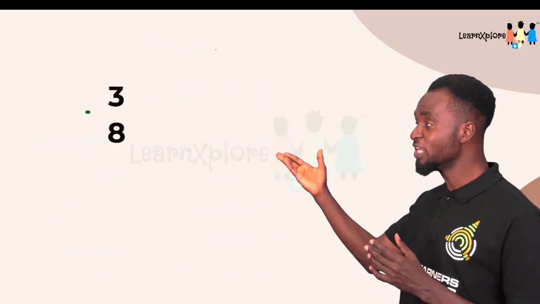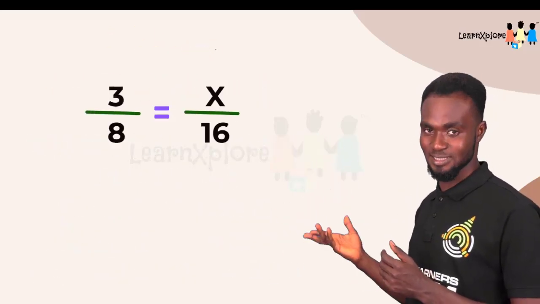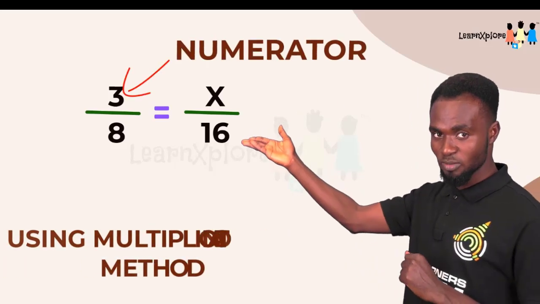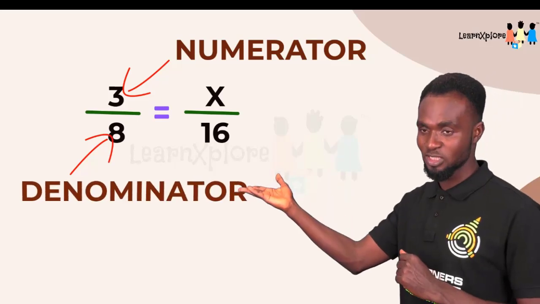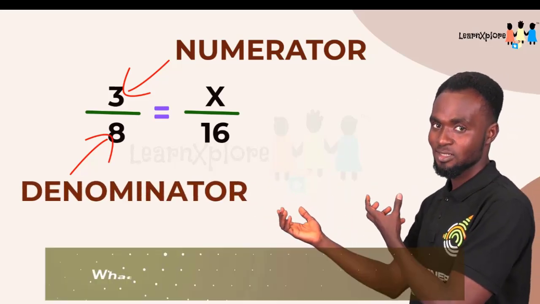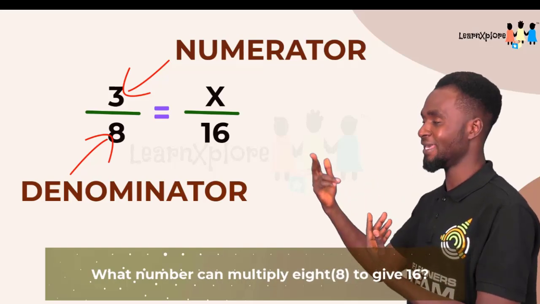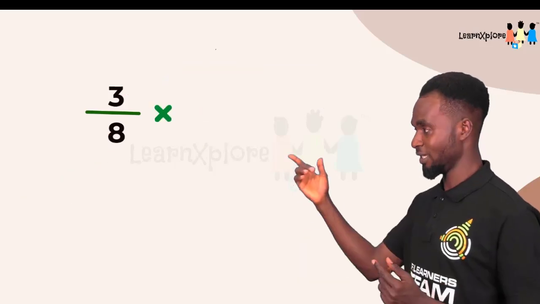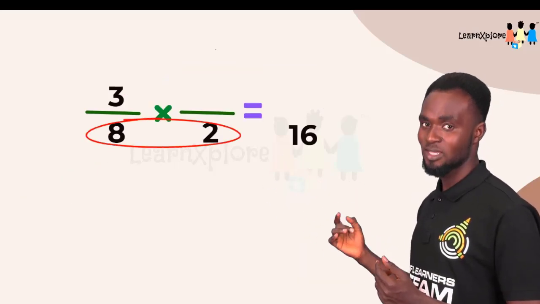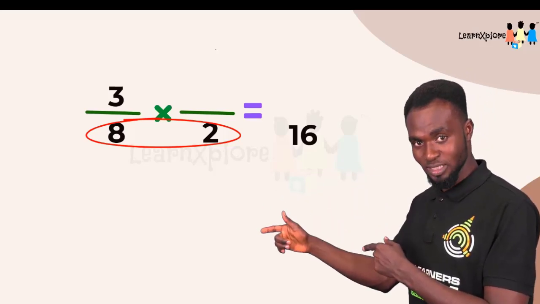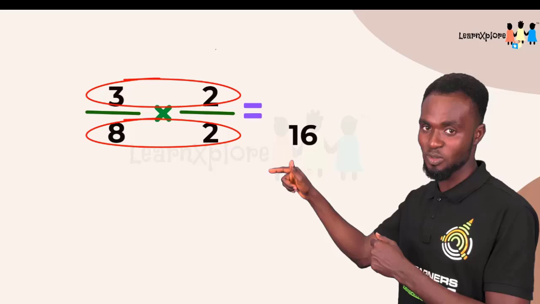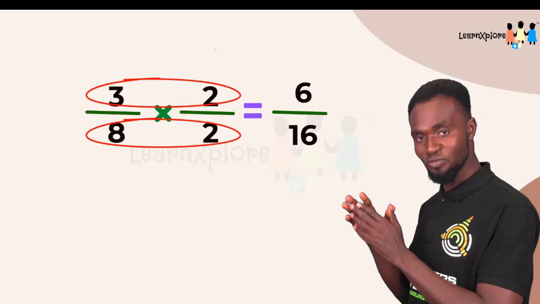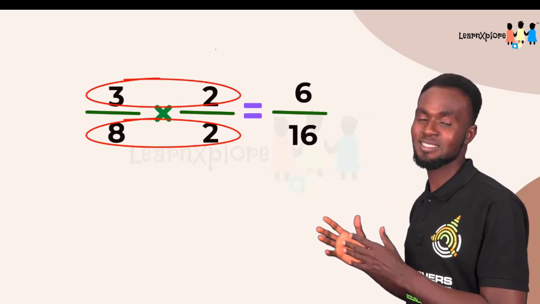For example, if you have 3 over 8 is equal to x over 16, this is the type that uses multiplication. Now you have 3 for the numerator and 8 for the denominator, and for this new fraction you have 16. You ask yourself, what number was multiplied by 8 to give us 16? That's 2. 8 times 2 is 16. Since you use 2 to multiply the denominator, you must use the 2 to also multiply the numerator. Now you have 3 for the numerator, so you have 3 times 2, which is 6. So the new fraction now is 6 over 16.